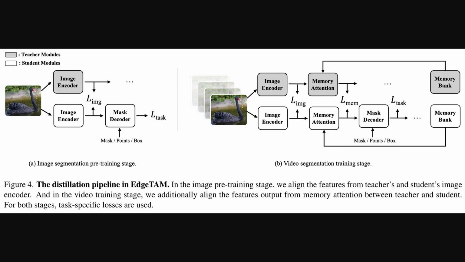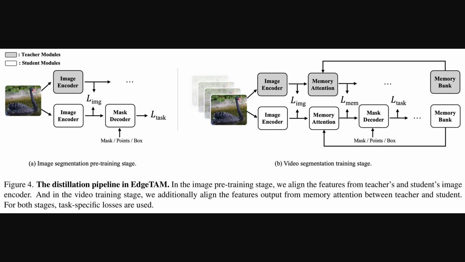Okay, so we've seen the architecture of EdgeTAM with that new 2D spatial perceiver. This figure now shows us how EdgeTAM is actually trained using a clever process called knowledge distillation. This is where a smaller, more efficient student model learns from a larger, more powerful teacher model. Part A depicts the image segmentation pre-training stage. Here, the student's image encoder, shown as a white box, tries to match the features from the teacher's image encoder, in gray. Both are also guided by a task-specific loss, L_task, which measures how well they perform the segmentation.